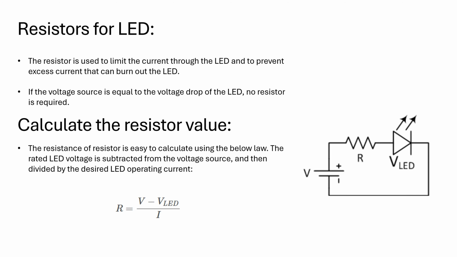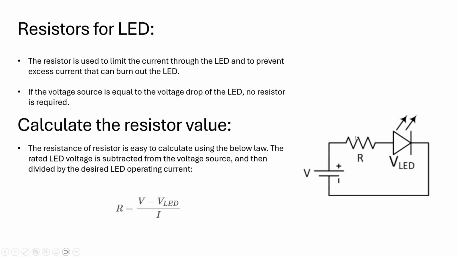We use resistors to limit the current through the LED and to prevent excess current that can burn out the LED. Here in this circuit we have the voltage source, resistor and LED. The voltage source may be a battery, may be an Arduino pin, or something from a different source. It has positive and negative, so it's a DC source.